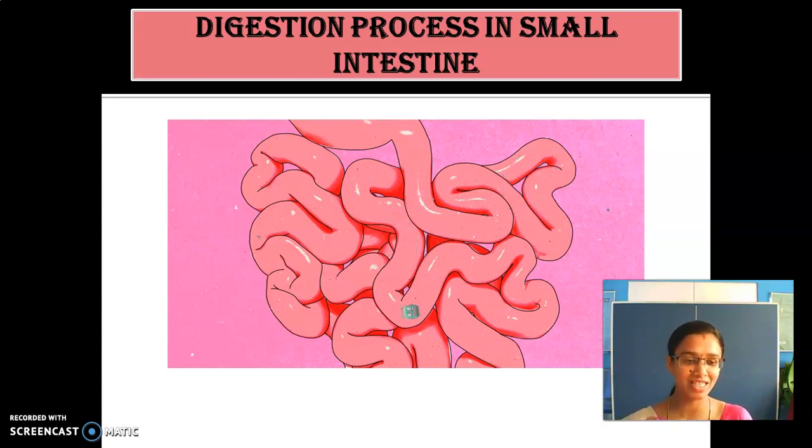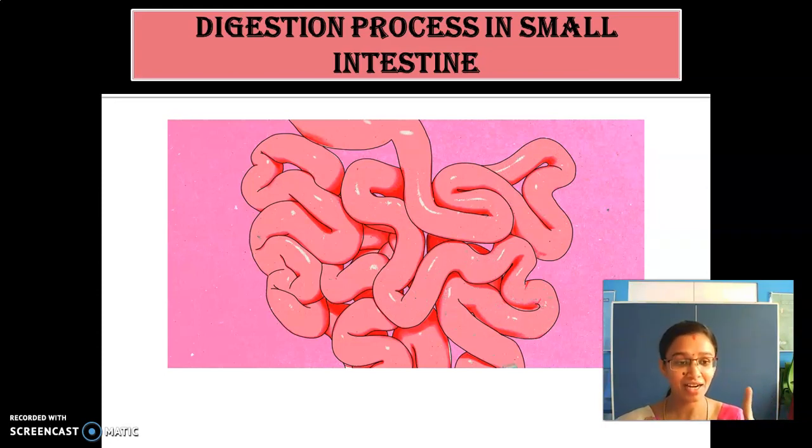What is the juice which is secreted in the small intestine? Very good, intestinal juices. What is secreted in the liver? Bile juice. Where is that bile juice stored? In the gallbladder. Good. And what is secreted by the pancreas? Pancreatic juices.